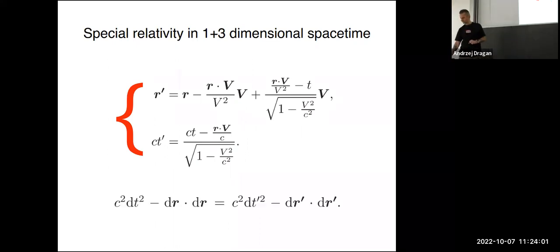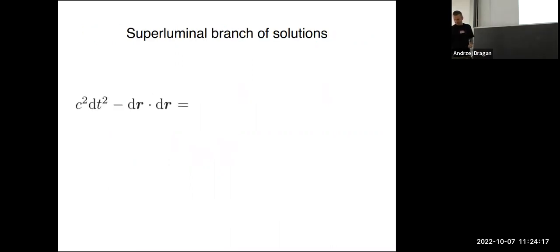Okay, so the question is, what happens in the superluminal case? These transformations obviously preserve the space-time interval as expected. The question is how to generalize the same thing to the 1 plus 3-dimensional case for superluminal observers. So let me first analyze what happens to the space-time interval according to what we have said so far.